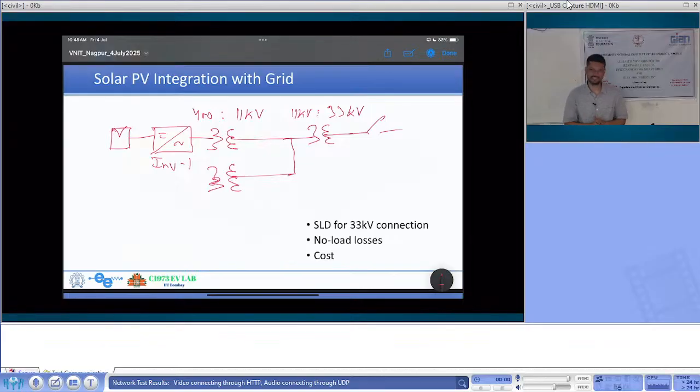Circuit breaker might be less than transformer. Maybe, yeah, maybe. I'm not very sure, but maybe.